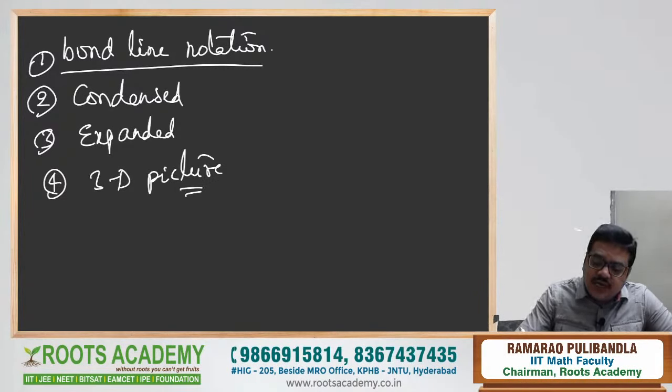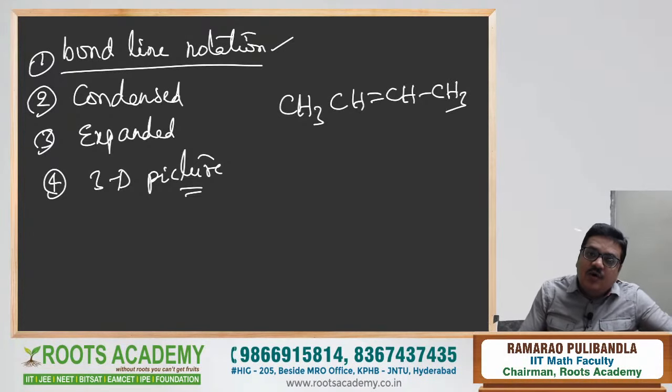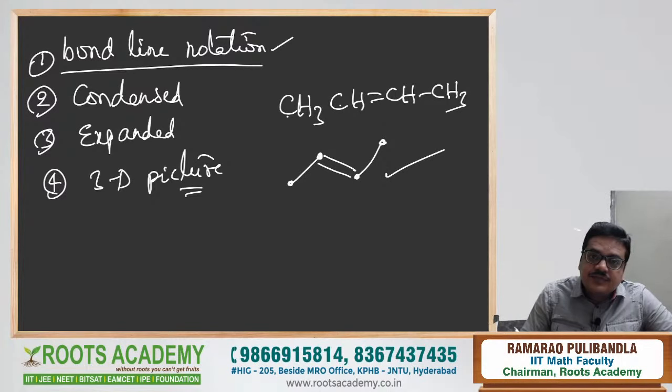So first, bond line notation. For example, if I am saying CH3, CH double bond, CH single bond, CH3, how to write its bond line notation? You write every carbon as a dot connected by another carbon with a double bond, again another carbon connected by CH3. This is called bond line notation.